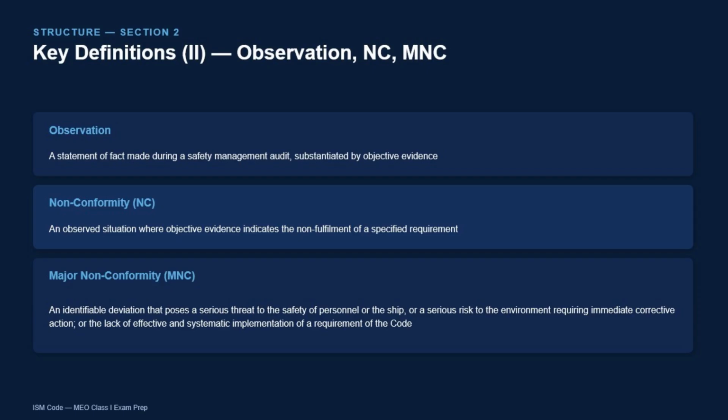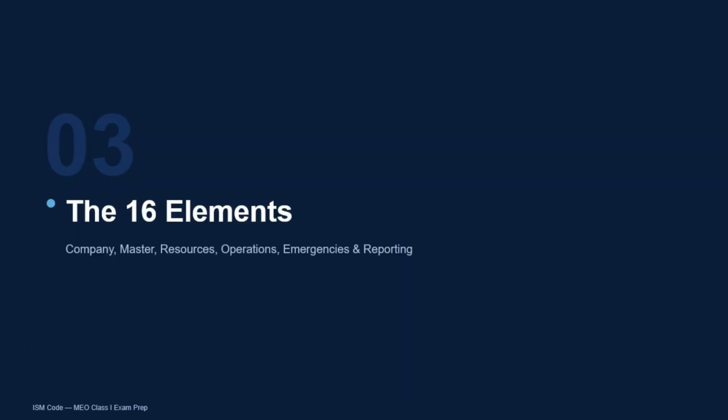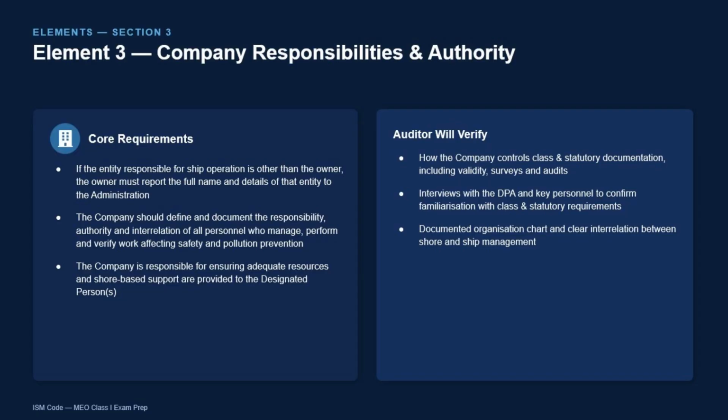Now, let's continue with the most important section of the ISM code, the 16 elements. Slide 14, the 16 elements. We now begin the most important part of the ISM code, the 16 elements. These define the responsibilities of the company, the master, personnel, and procedures required for maintaining safe operation and pollution prevention. Understanding these elements thoroughly is essential for both oral and written examinations.